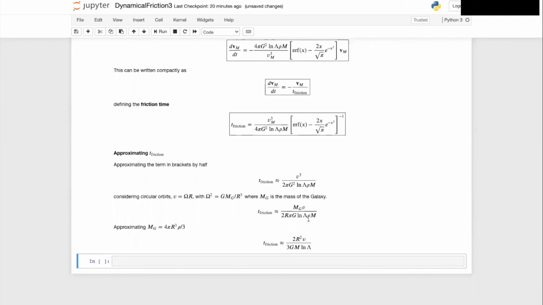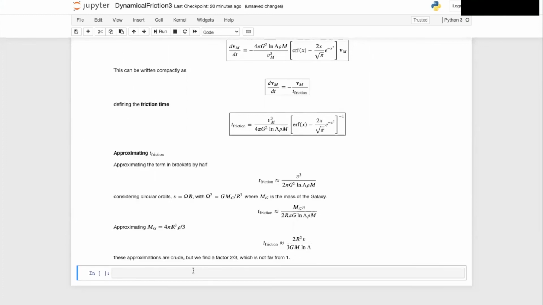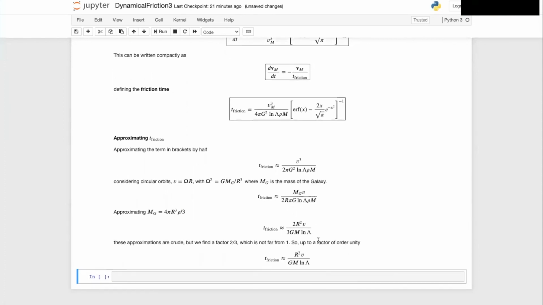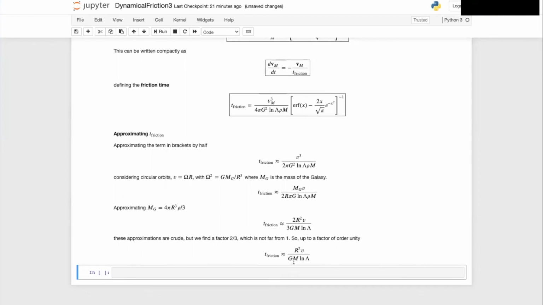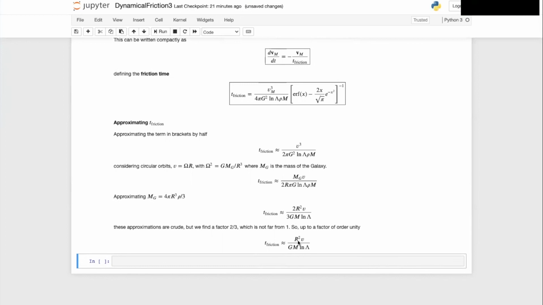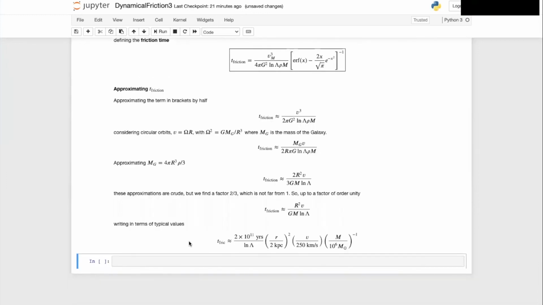We cancel the rhos, and we have something that depends on the radial position, the velocity, the mass of the object, and the Coulomb logarithm. Now, the approximations done here are crude, but we did find a factor of only 2/3 in front of the scalings, which is not far from 1. So we can say that, up to a factor of unity, the scaling is actually the value of the friction time. So if you have typical values of the distance, the circular velocity, the mass of an object, and the Coulomb logarithm, that's the expression that we get for the friction time.